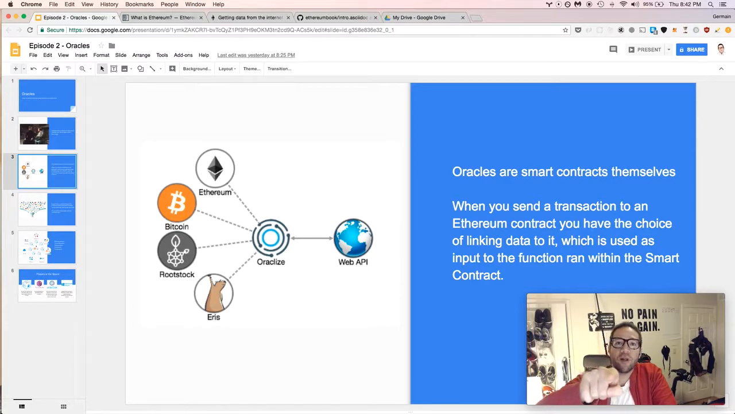So if you're a developer, you probably know about middleware. So think about oracles as middleware in your program.